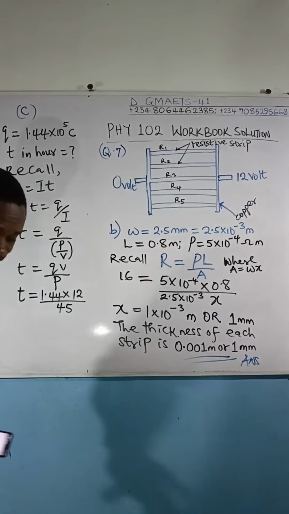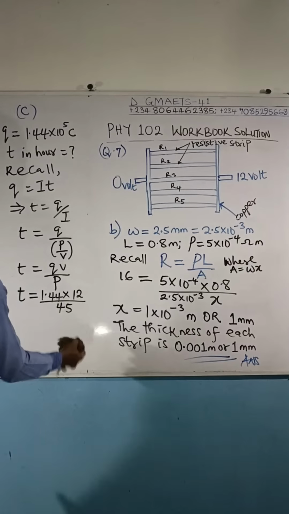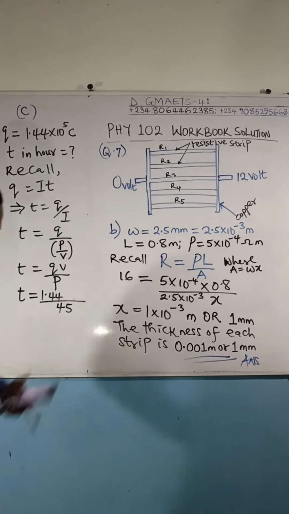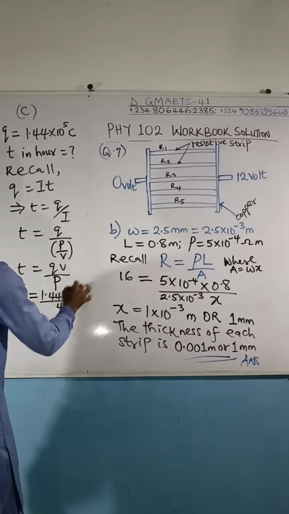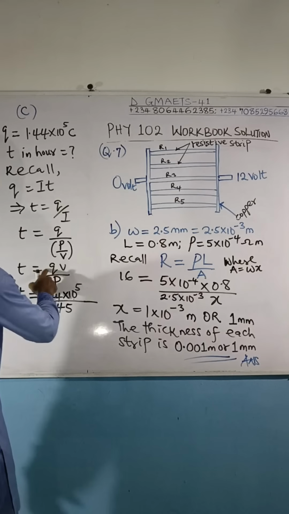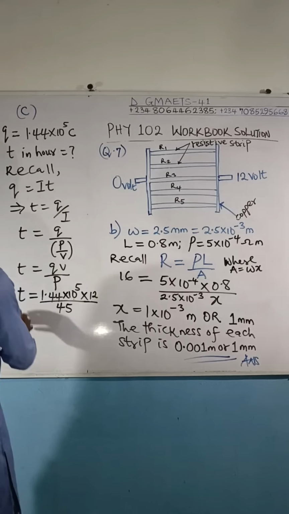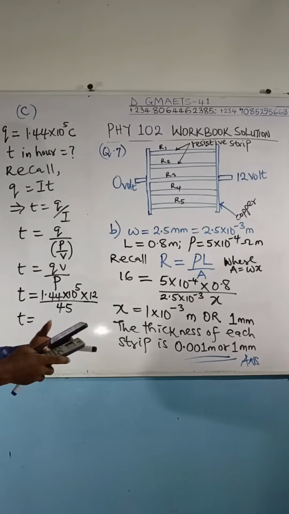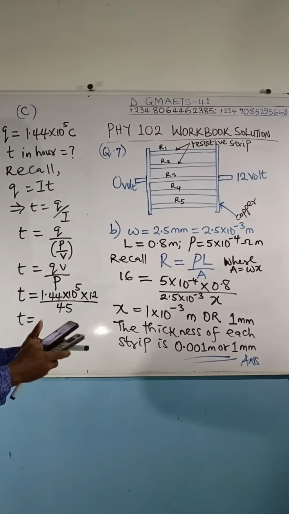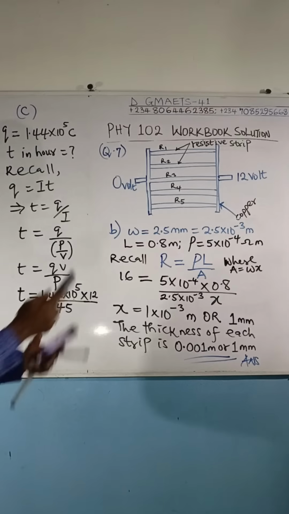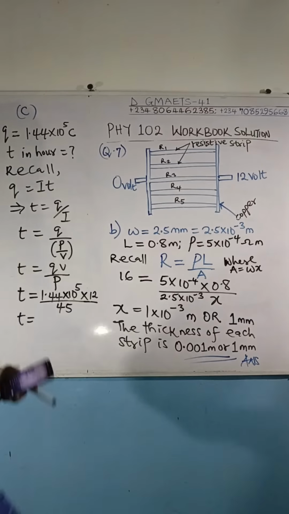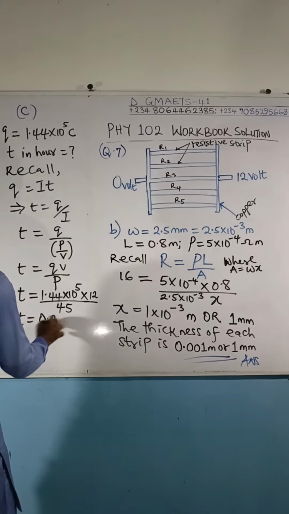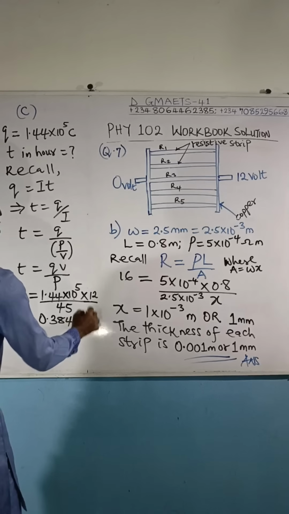I think I missed out something here. This is 1.44 times 10 to the power of 5. That is the value of charge. Then multiply by the voltage, which is 12. So the T will now be equal to, let us evaluate this and see. I'm going to do 1.44 then times 12. Then divided by 45. So this gave me 0.384 times 10 to the power of 5.